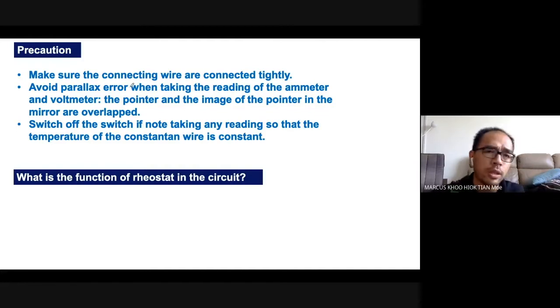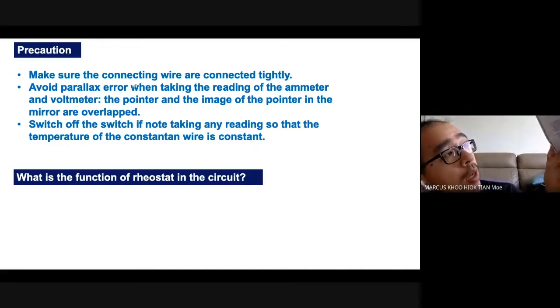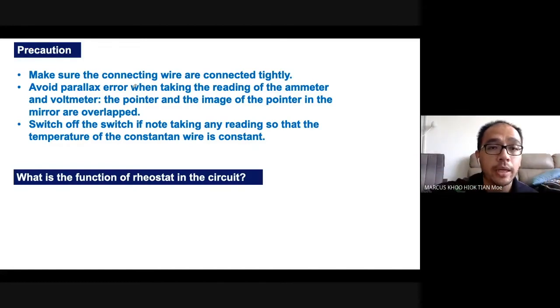I think this precaution is also inside your handout, right? Let me just double check. Oh, okay. So on page 90 in your handout, the precautions, these are the standard precautions when we do an electricity experiment.